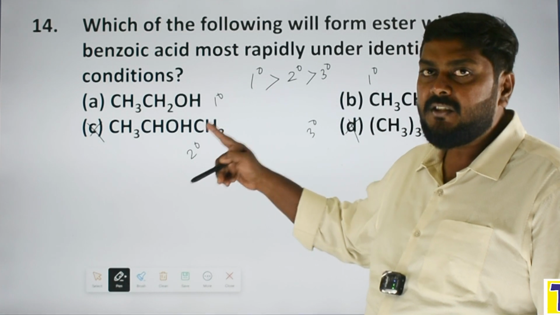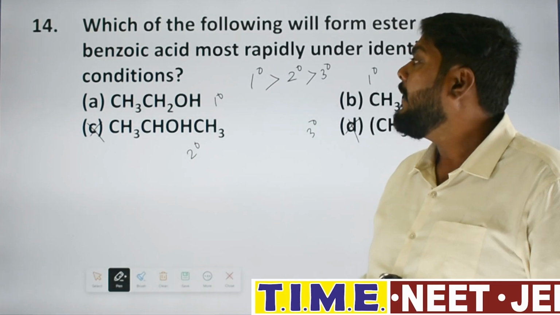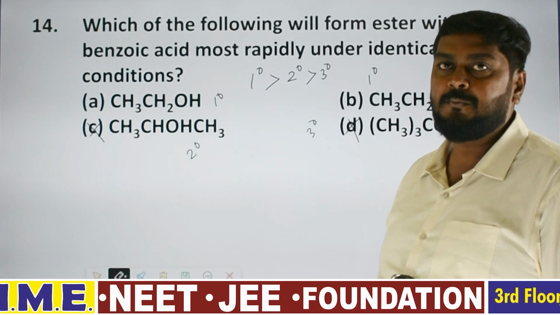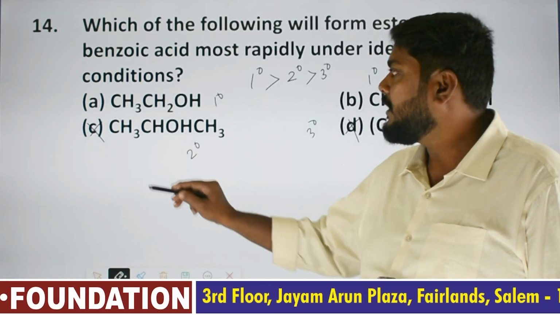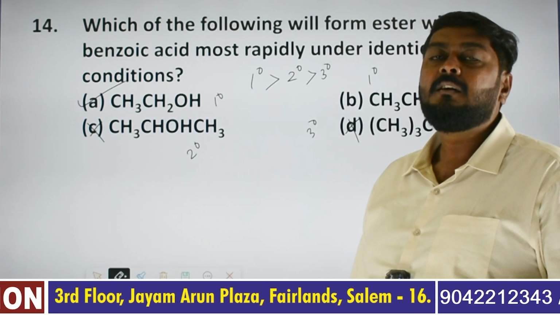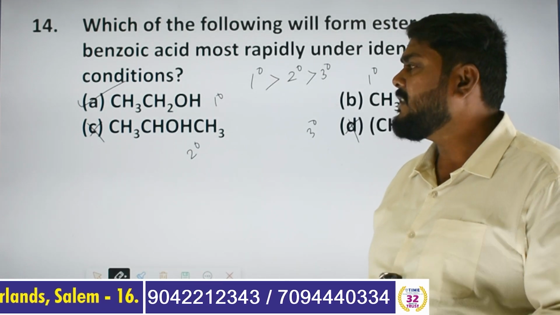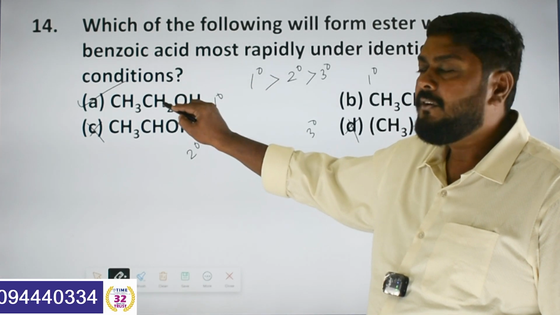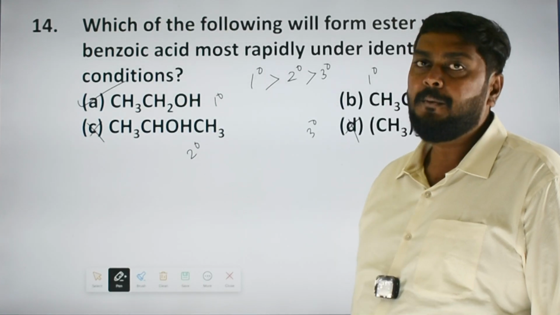Right. Out of these two, due to the inductive effect, a minimum number of alkyl groups will be more reactive than a maximum number of alkyl groups. Here you have 2 alkyl groups. Here you have 3 alkyl groups. Okay, it will form ester more rapidly, right? So your option is going to be A, that is primary alcohol. Out of that, here you have ethanol and here you have propanol. Ethanol will be more reactive.